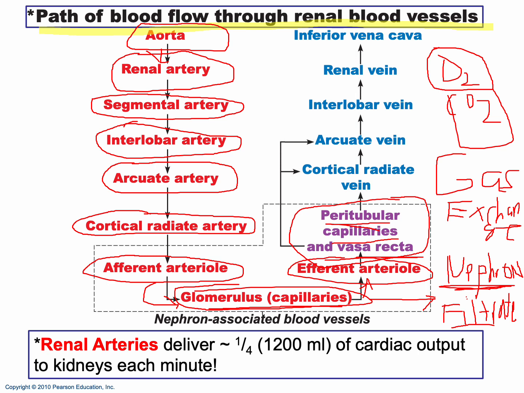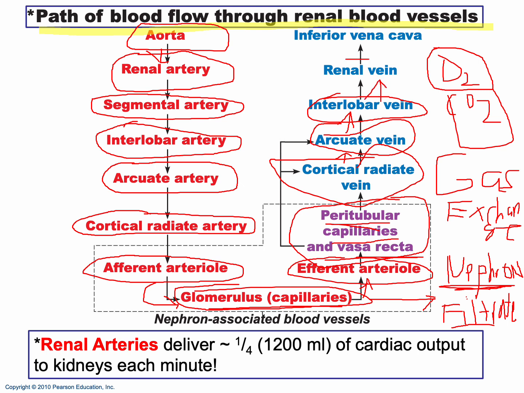From here on out, now we're all oxygen poor blood vessels, veins. And there aren't as many veins as there are arteries. But what's kind of cool is that you have the same names. So cortical radiate vein, we had a cortical radiate artery. And then blood flow will make its way into an arcuate vein before going into an interlobar vein, and then eventually to the renal vein, which you have learned already. That's going to be the biggest vein coming out of the kidney. And then the oxygen poor blood will make its way into the inferior vena cava.